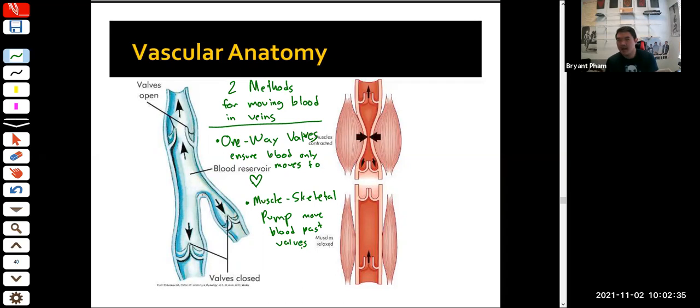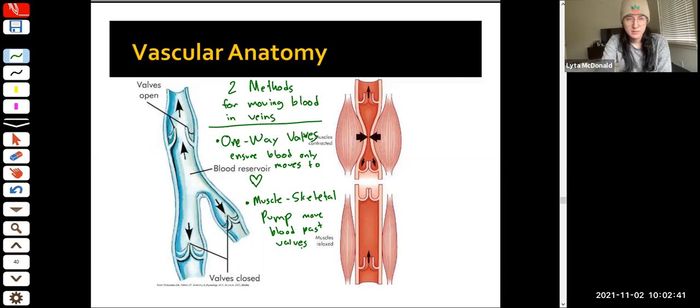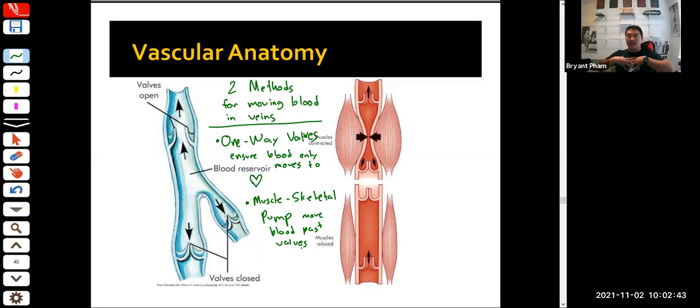What are you doing right now 10 to 20 times a minute? Breathing. Yeah. When you breathe, your chest cavity expanding and contracting, that's also another muscle skeletal pump. So that helps you keep circulating your blood. Okay.